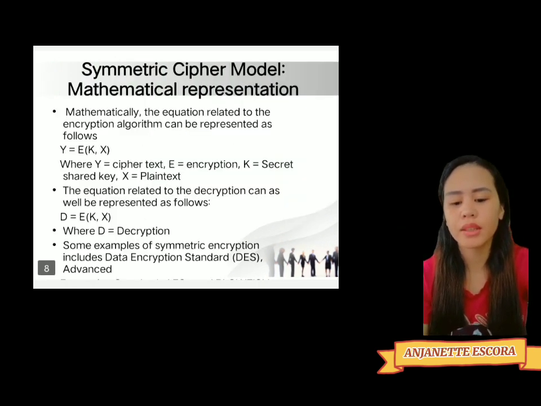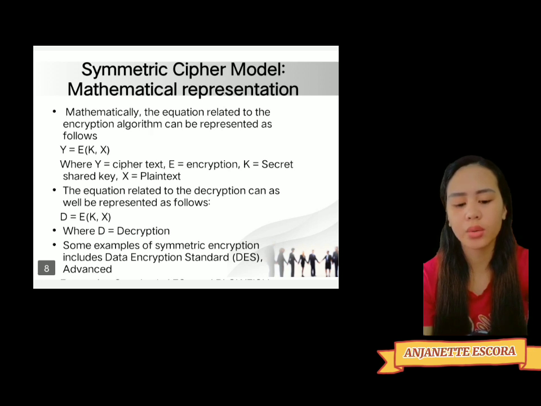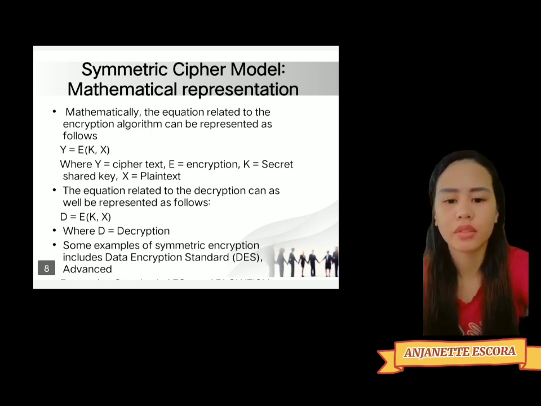In the model, this is the mathematical representation of a symmetric cipher: Y equals E(K, X), and the equation for decryption is represented as D equals D(K, Y), where D is decryption. DES is an example of symmetric encryption.